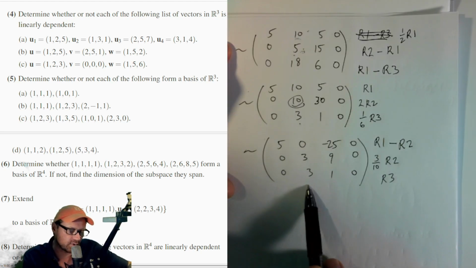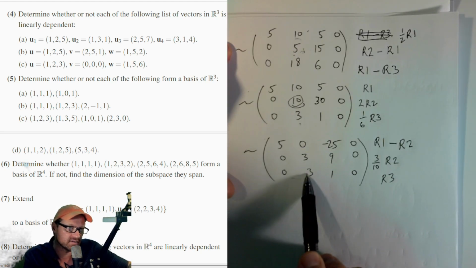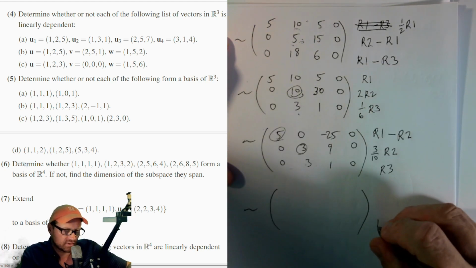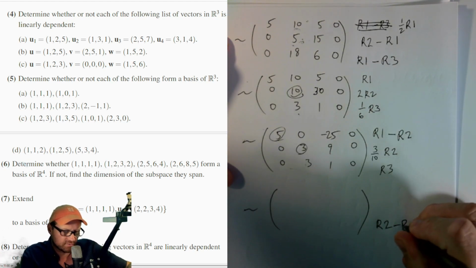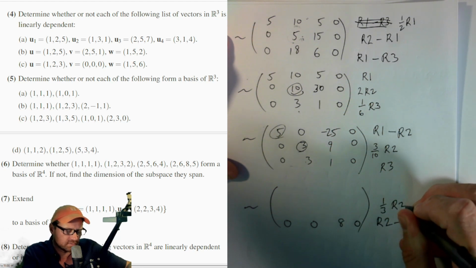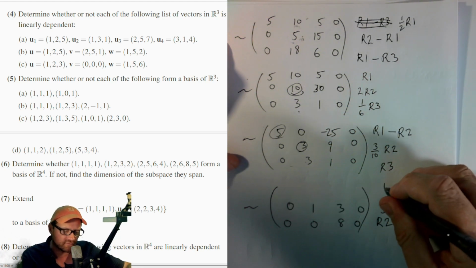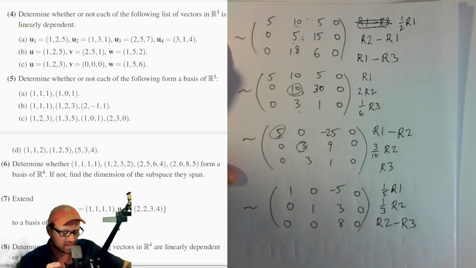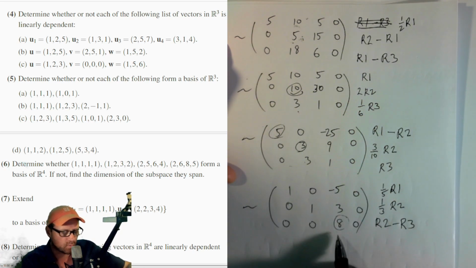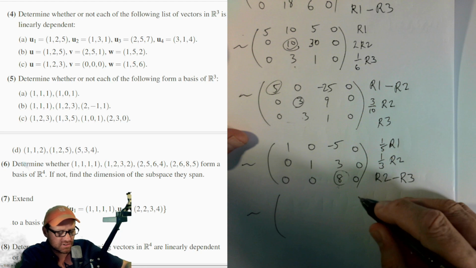Next, we want to have a 0 here under this second pivot. So let's replace row 3 with row 2 minus row 3. Let's replace row 2 with 1/3 of row 2. Let's replace row 1 with 1/5 of row 1. Now we have an 8 down here. This is our third pivot. We want that to be a 1 eventually.